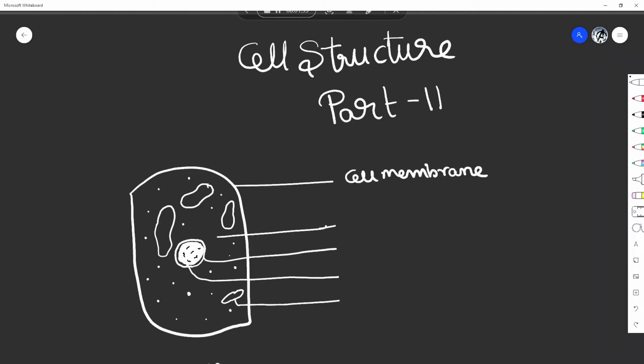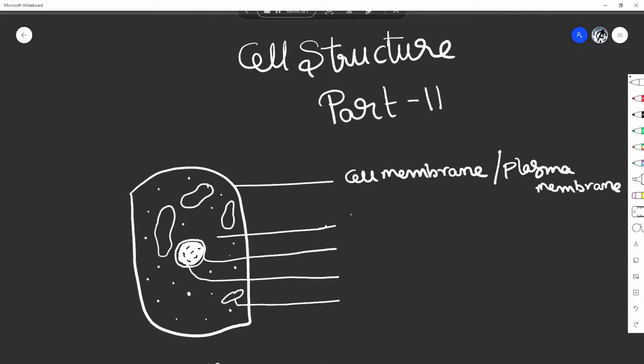It not only separates cell from cell, it also separates the cell from the atmosphere or from the outer structures. The cell membrane is also called the plasma membrane. The other name of the cell membrane is plasma membrane.